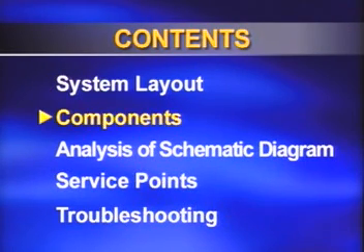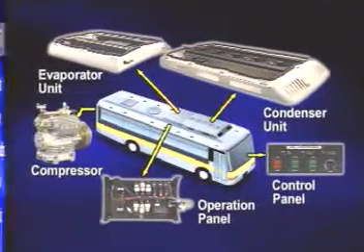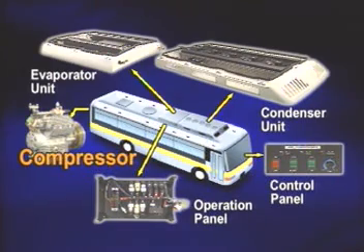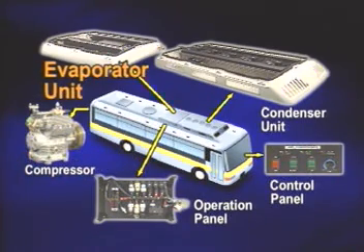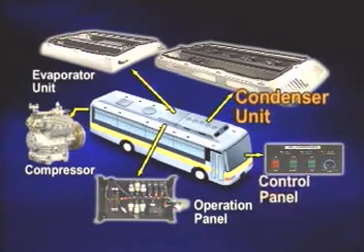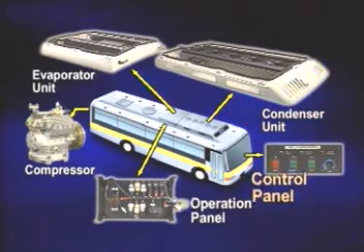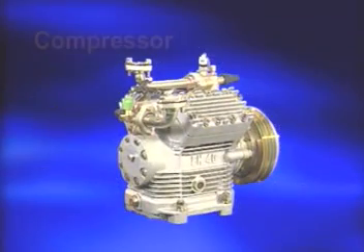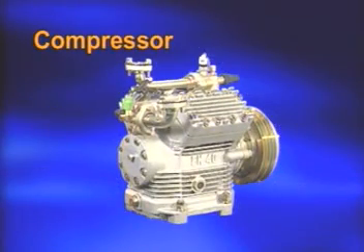The components. The roof-on air conditioner consists of a compressor, evaporator unit, condenser unit, control panel, and operation panel. First, let's take a look at the compressor.